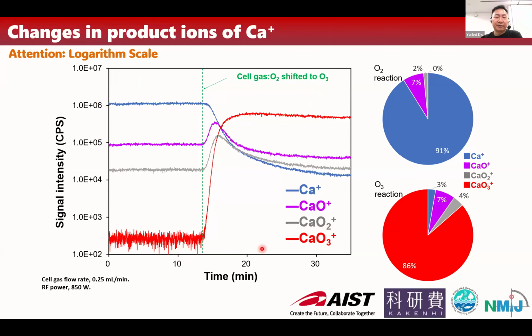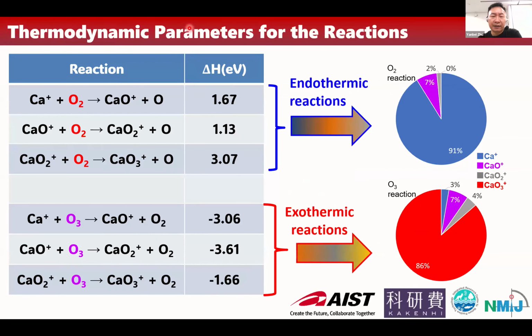So why does this happen? Let's look at the thermodynamic parameters for the reactions. We calculate the enthalpy for each reaction. For the oxygen reaction, the changes to monoxide, dioxide, and trioxide are all endothermic reactions. So calcium ion by itself is the dominant species.